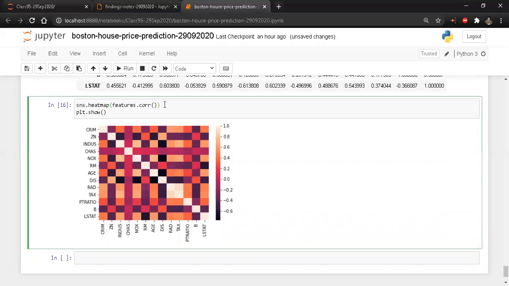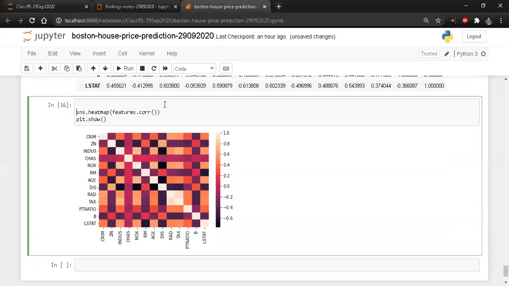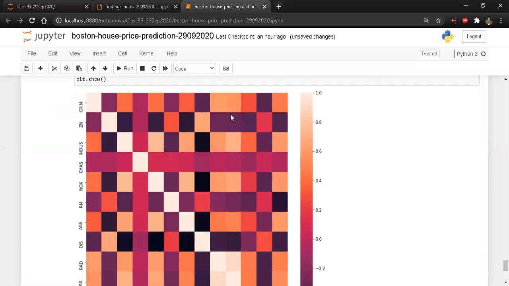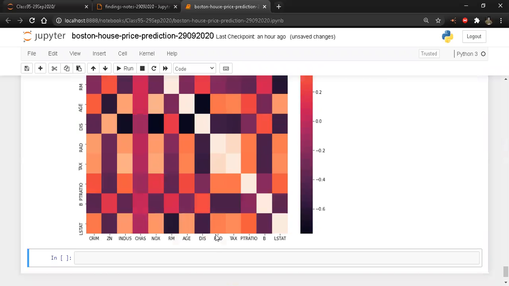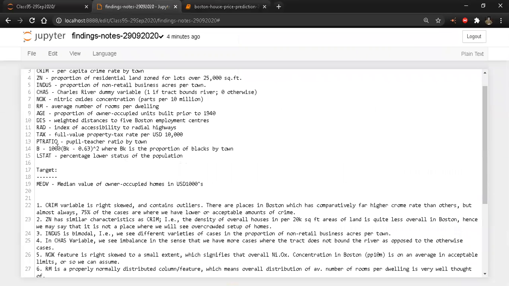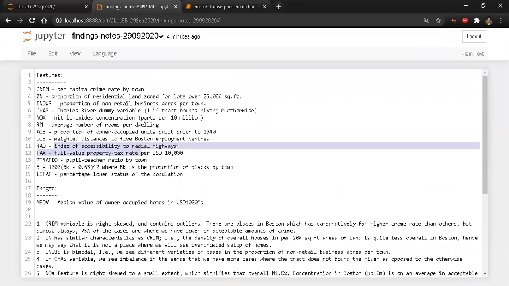Let me do one thing. Can we do this? plt.figure, and I'm going to say figsize is equal to, I don't know, 11 comma 11. Let's see if this takes. Yep. So I can see this value, crime and RAD. Okay, what is RAD? RAD is this index of accessibility to radial highways.